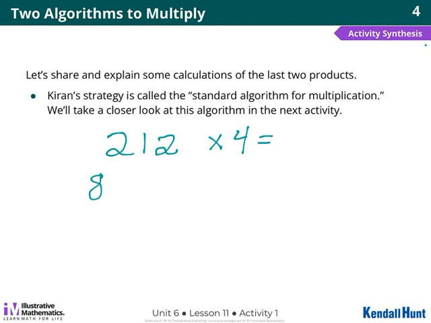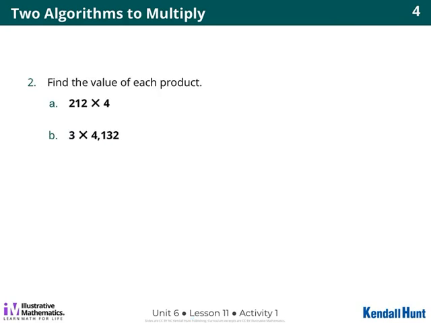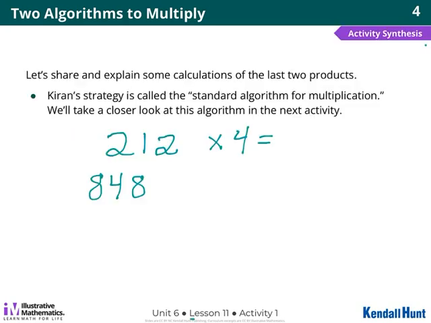848, and I did the standard algorithm and partial products. So you did both? Yeah. And did you get the same answer for both? Yep. Awesome. Bella, what did you do? I got 848, and I did the box method, but I split up the 4 into 2. So I thought that was interesting because it's 212 times 4.